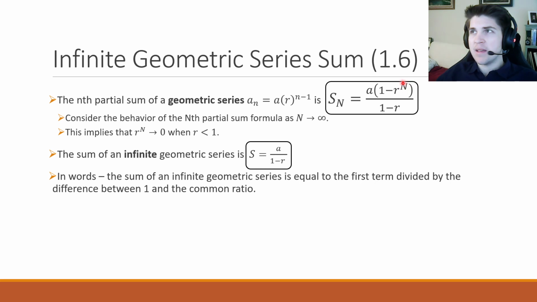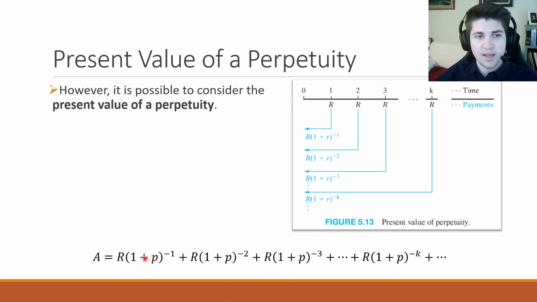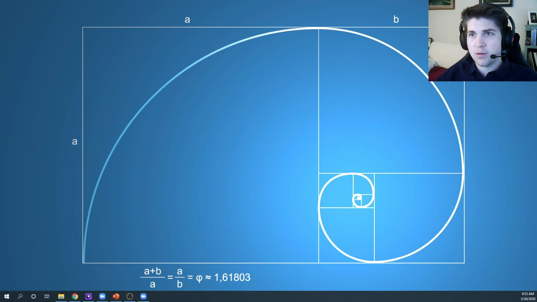And this is because in a financial situation, r, just to review, when we're talking about a geometric series, is the common ratio of these terms. R is going to be 1 plus the periodic interest rate of our account, right? If we're looking at the common ratio, it's 1 plus p to the minus 1 power, within a perpetuity.